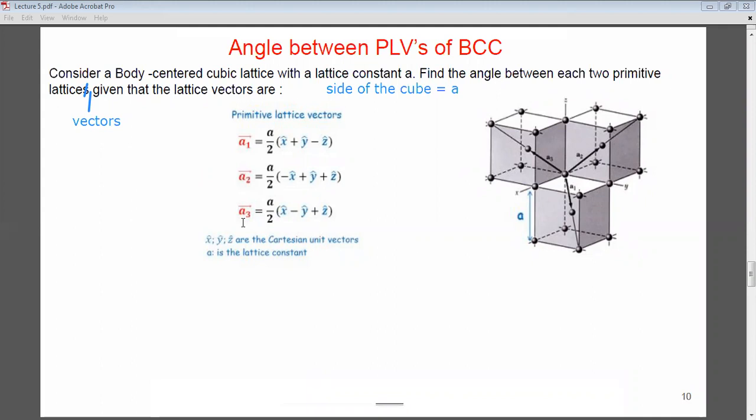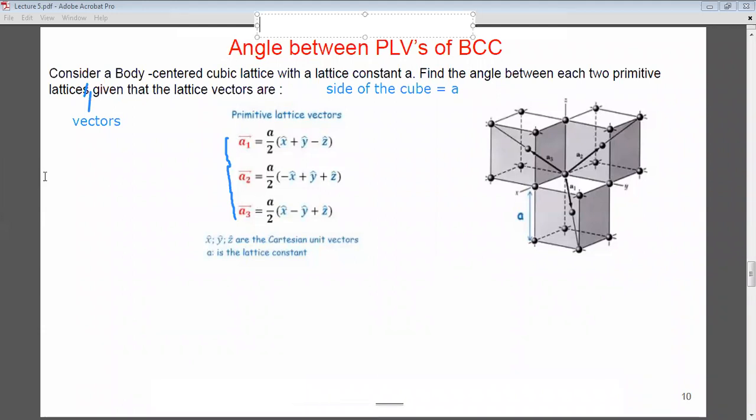Here is another set. Remember from the beginning, I told you that the primitive lattice vectors are not unique. We can choose any primitive lattice vectors, but the most important thing is that they can reach any point in the space. Okay, so this is another set of primitive lattice vectors. Okay, and I want to find the angle between, for example, A1, A2, A1, A3, and A2, A3.